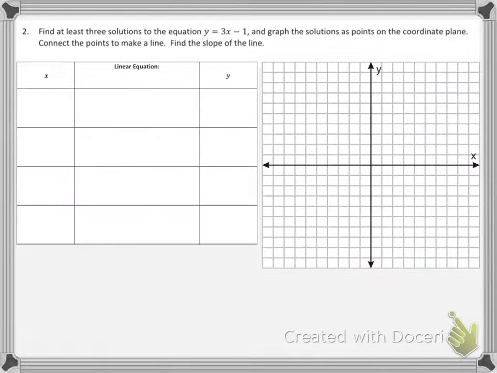Okay, number 2. Same thing, find at least three solutions to the equation y equals 3x minus 1. Graph them, draw the line, find the slope.